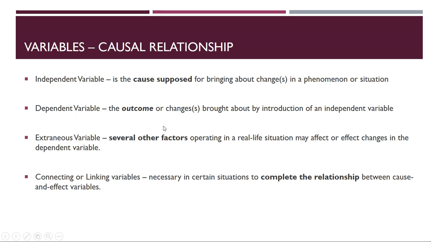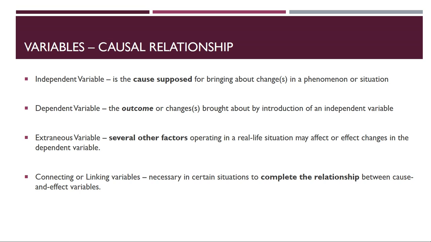Dependent variable is the outcome or changes brought by introduction of an independent variable. Let's say I introduce more doctors in a hospital and you want to analyze whether the number of patients has reduced, or the number of patients that has been cured. So the independent variable would be the number of doctors, and the dependent variable the number of patients that have been treated or reduced, for instance. Extraneous variables are several other factors operating in a real life situation that may affect changes in the dependent variable. We'll look into the examples shortly.